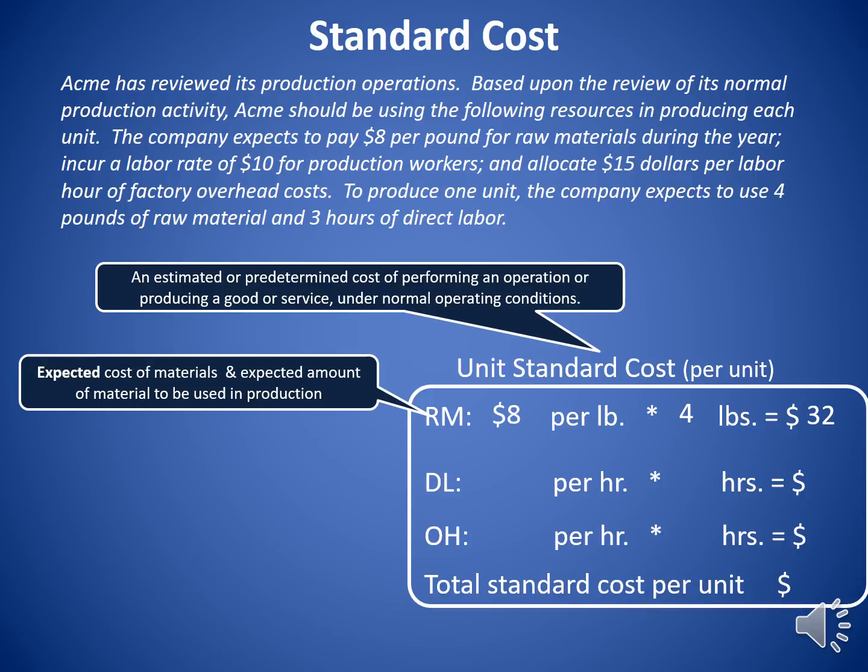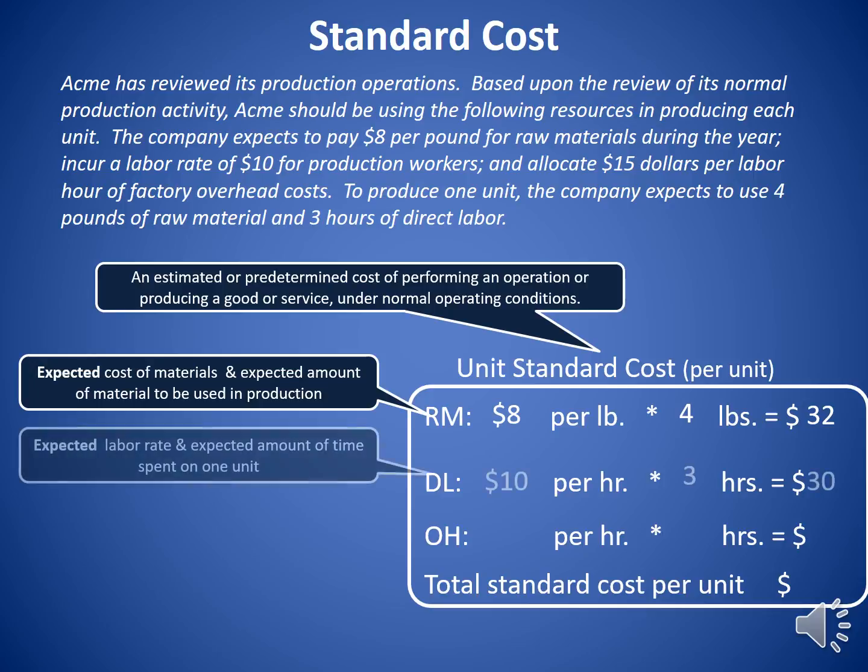Now let's go on and take a look at direct labor. Direct labor includes the expected labor rate, in other words, what we plan to pay people, and the expected amount of time that we basically have estimated to be spent on one unit. So again, if we look at our narrative up above, we expect to incur a labor rate of $10 an hour. Also, we expect it will take 3 hours of direct labor to complete one unit.